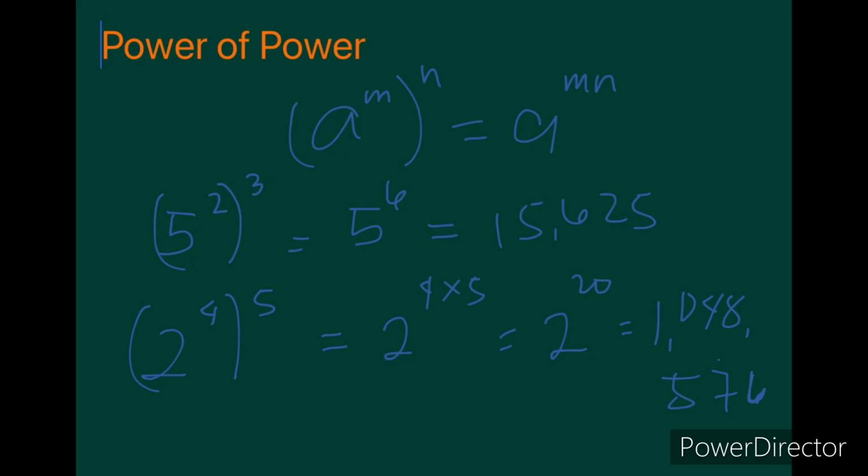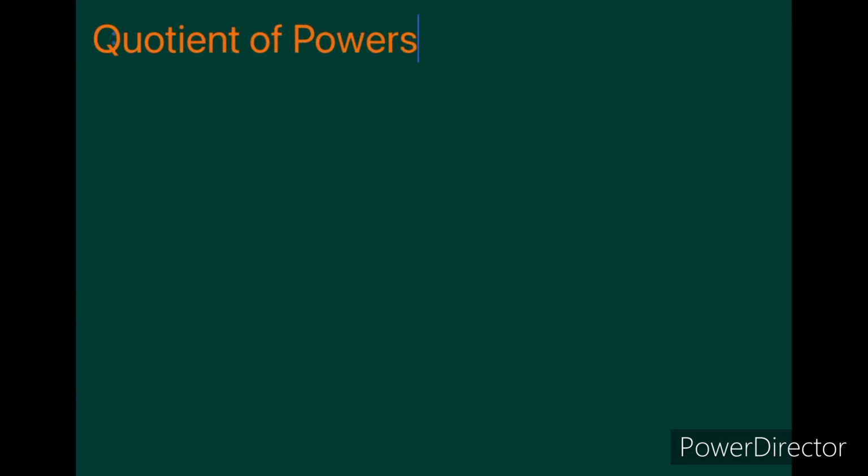That's how to apply the power of a power. Next, another law of integral exponent is what we call the quotient of powers. In quotient of powers, if we have a raised to m over a raised to n, it is equal to a raised to m minus n. As long as the base is the same, you can apply the quotient of powers by simply subtracting, or getting the difference of, its exponents.